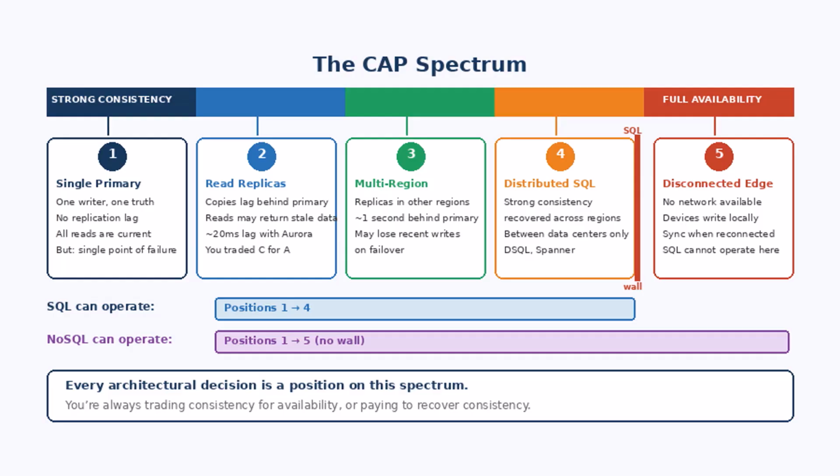NoSQL isn't one position on the spectrum, it's a data model that can live anywhere. DynamoDB with strong consistency reads is near position 1. DynamoDB Global Tables with multi-region writes is position 3 to 4. A database running locally on a phone, syncing when reconnected, is position 5. SQL can operate at positions 1 through 4, but hits a wall. NoSQL can go all the way to 5. Now, let's walk through each position on the spectrum.